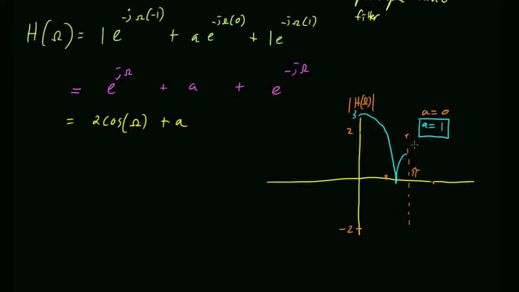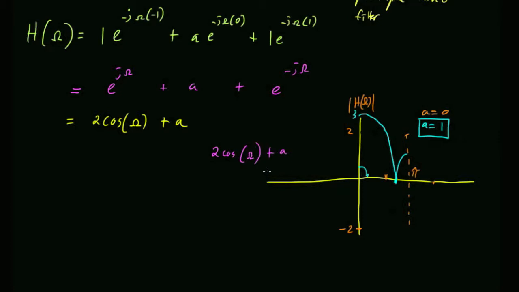See how that works? If I shift this thing up, then my zeroed frequency moves to the right. And if I were to give A a negative value and this whole thing went down, then my zeroed frequency would shift to the left. How can I pick my zeroed frequency? 2 cosine omega plus A. Let's just write that down for a second. So that's my H of omega.